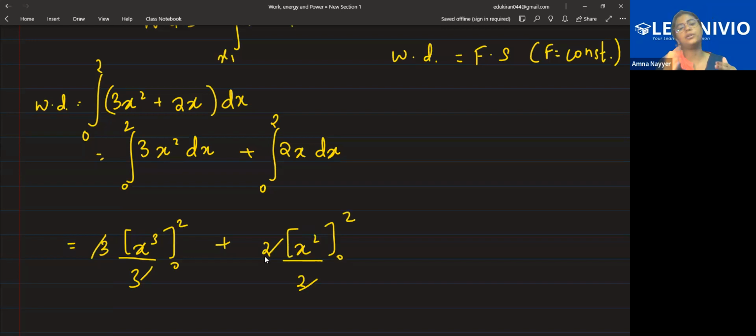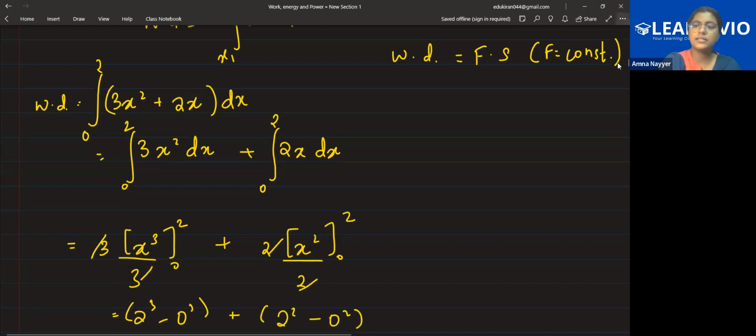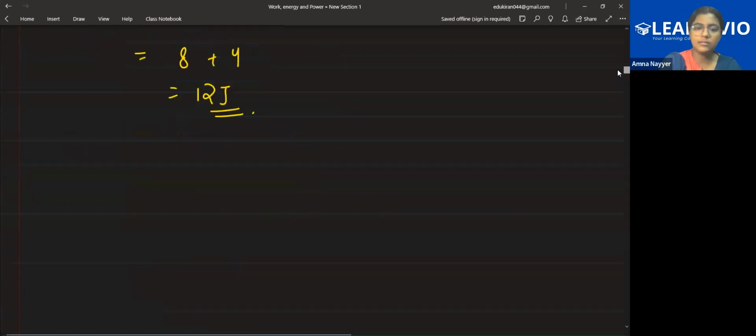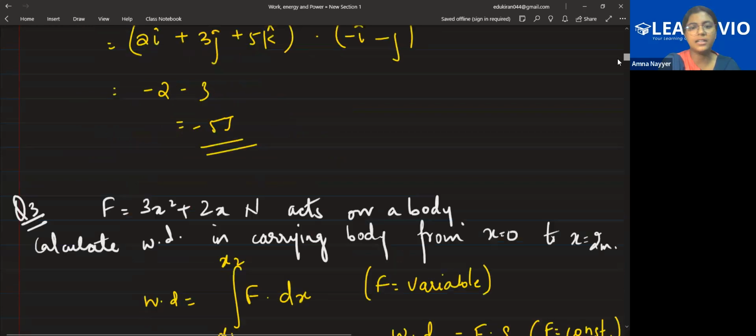We just have to put the upper limit first and then the lower limit. So this is 2 cubed minus 0 cubed plus 2 squared minus 0 squared. So this is 8 plus 4. This is 12 joules. Okay. Write it down. Then we'll see the graphical method.